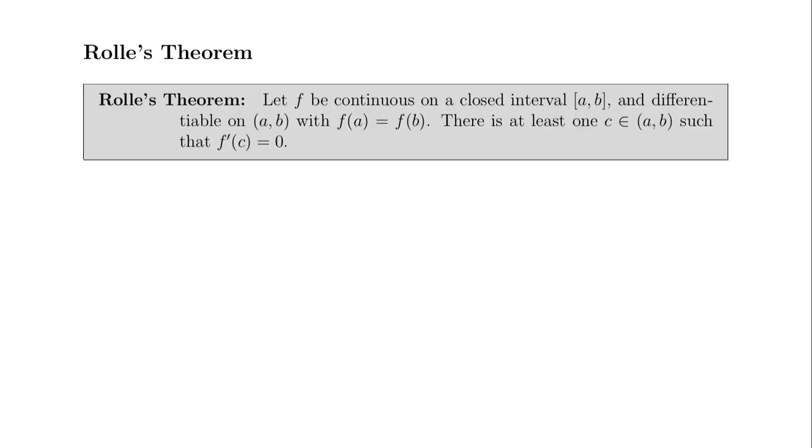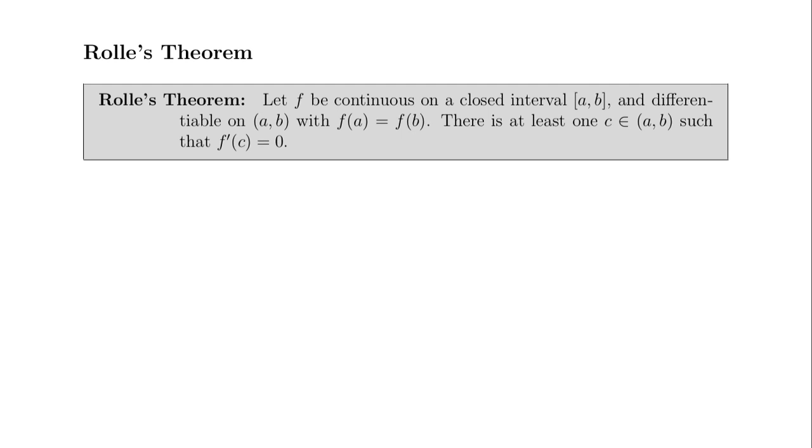Anyways, here's Rolle's theorem. Let's pretend that we've got some continuous function on a closed interval, and it's also differentiable on the open interval. We don't care about the derivative existing at the ending points. We could talk about one-sided differentiability and have that, but we don't really care. And then we also have that the ending points are the same height. They have the same y value.